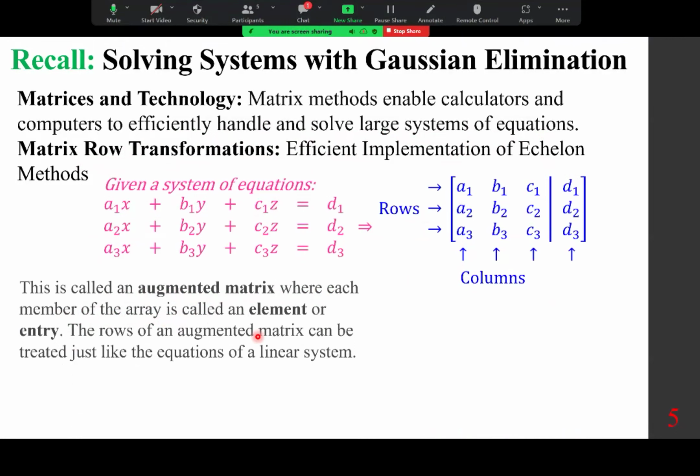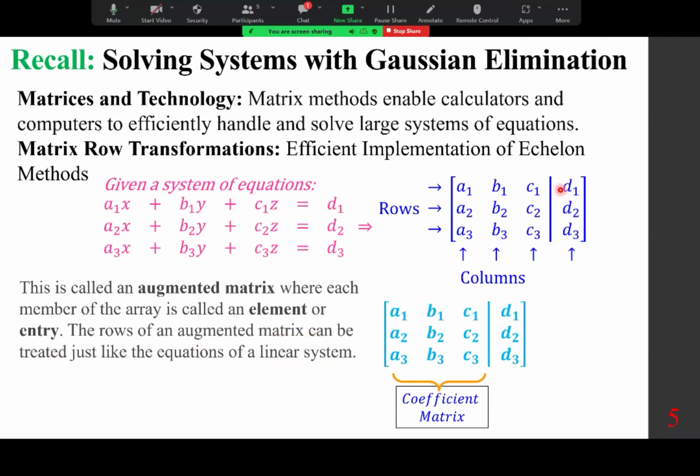The rows of an augmented matrix can be treated just like the equations of a linear system. Simply put, you just use the coefficients and put them here. In this case, this is called the coefficient matrix. And the last column is called the constant or solution matrix, also known as the solution matrix.